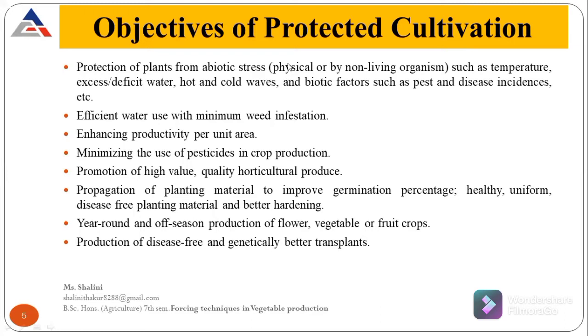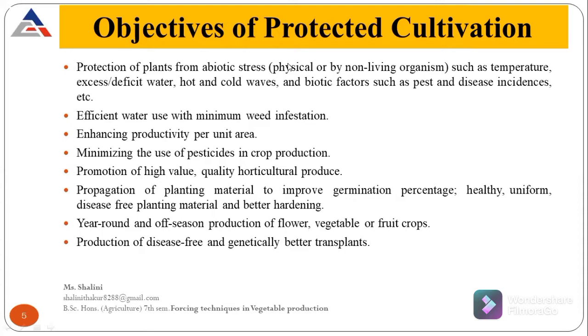Okay. And we are using different kinds of micro irrigation systems in protected structures or protected cultivation, like drip irrigation, sprinkler irrigation, foggers. The micro irrigation system we are using in our protected cultivation saves about 60 to 70% of the water.